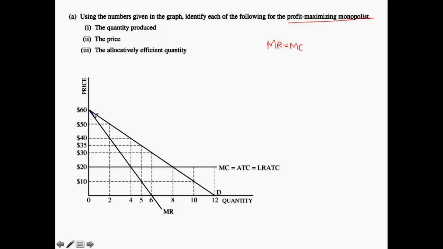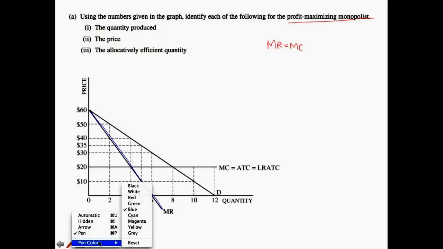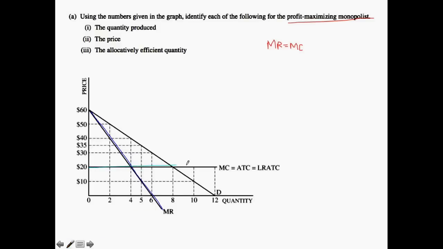Here we have the marginal revenue curve. And then here we will have the marginal cost curve, and then we will have an intersection right here. And so this is the quantity that a profit maximizing monopolist would set. So your answer to part one would be Q equals 4.